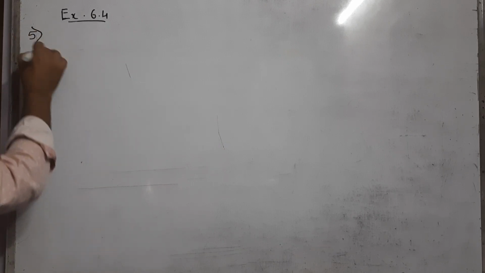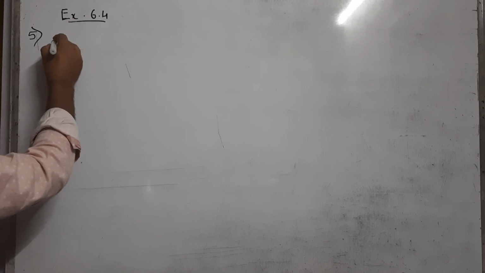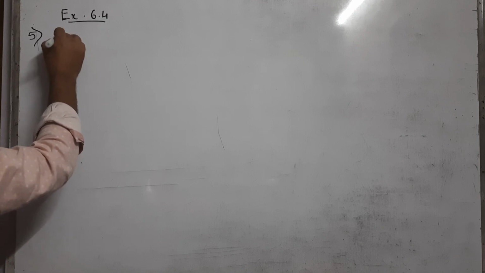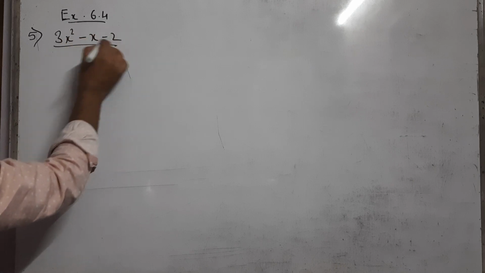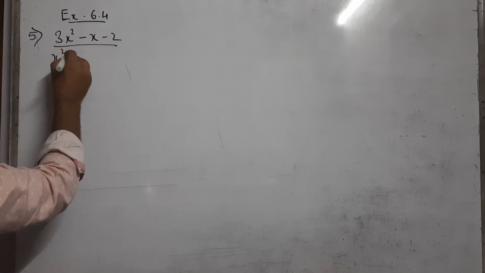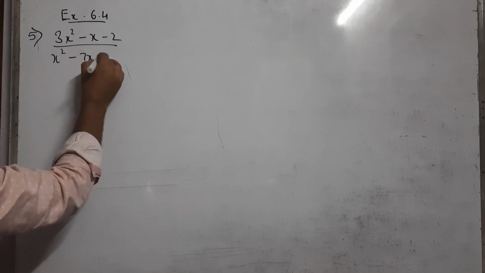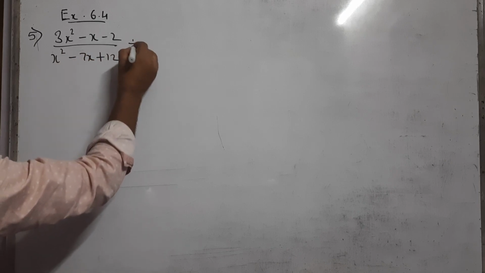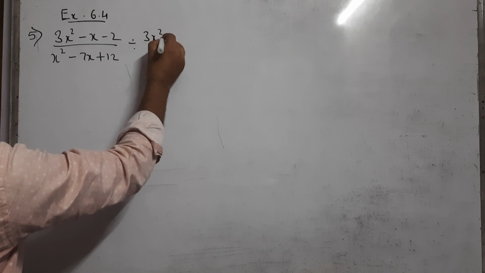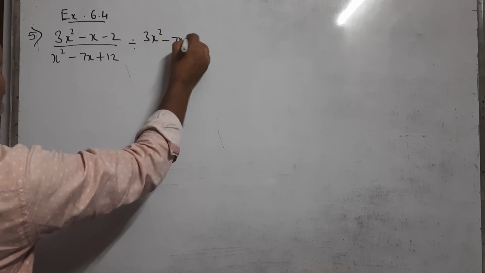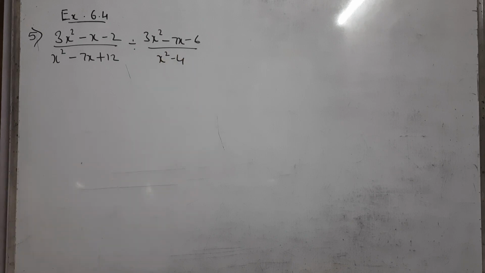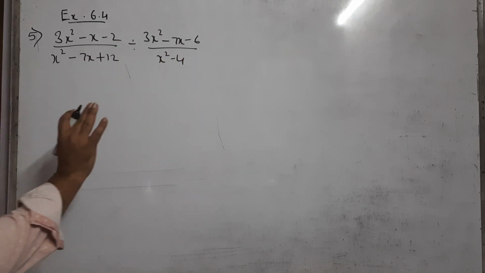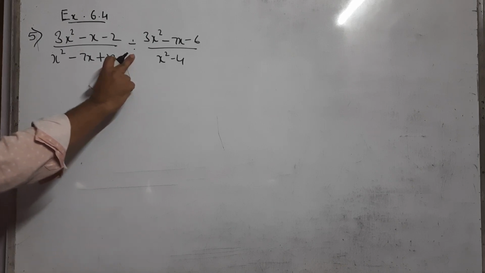Fifth sum. 3x square minus x minus 2, x square minus 7x plus 12 divided by 3x square minus 7x minus 6, or x square minus 4. Okay, first of all we have to convert the division into multiplication. The first step is to convert the division into multiplication.